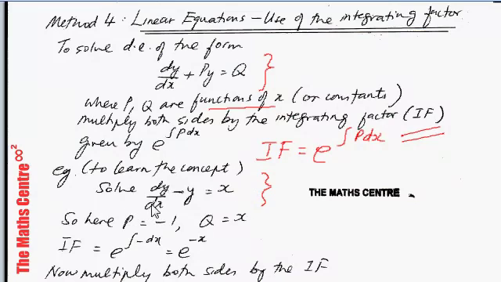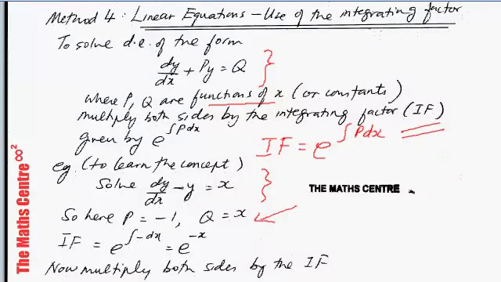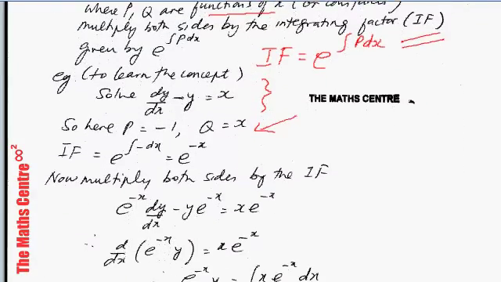We are asked to solve dy/dx minus y equals x. So first thing, we want to write what is P. P is -1 and Q is x. Now we want to find the integrating factor, which is e to the power of the integral of P dx. So I've done that. e to the power of the integral of -1 dx, you will get e to the power of minus x.